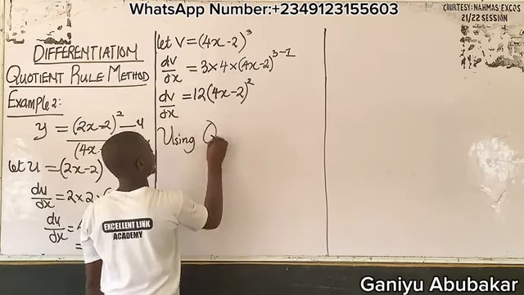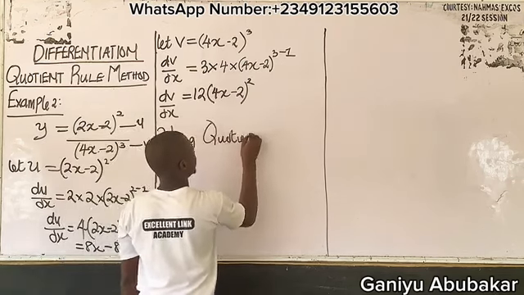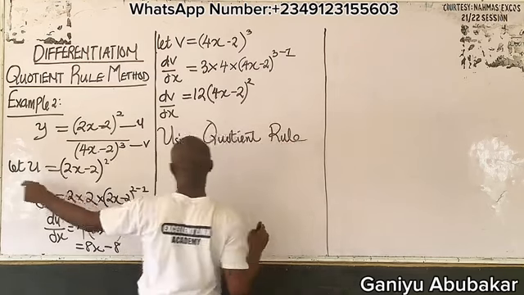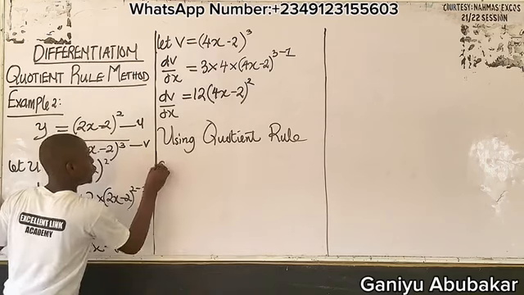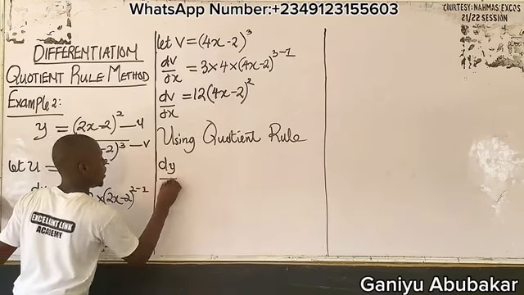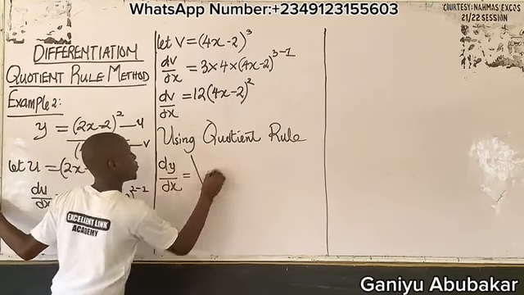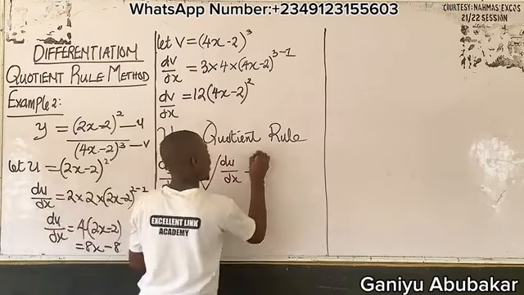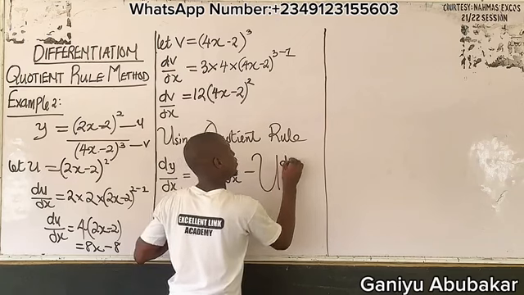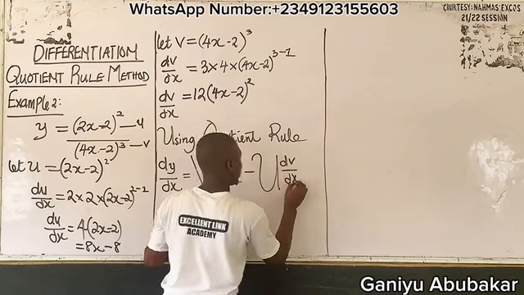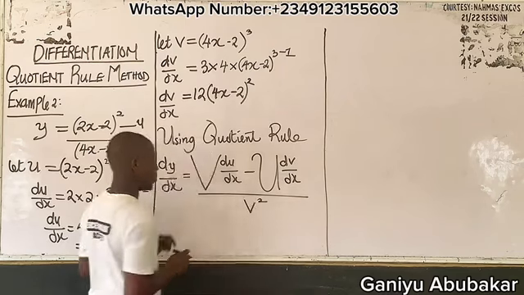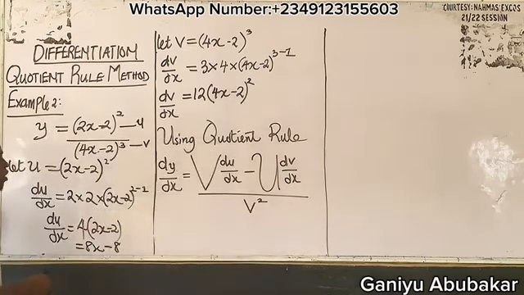Using the quotient rule, recall that for the quotient rule, dy/dx is equal to v du/dx minus u dv/dx, all over v squared. All right, let's plug in values.